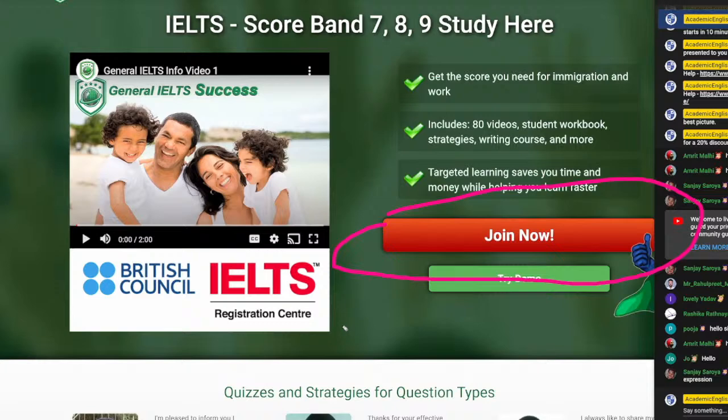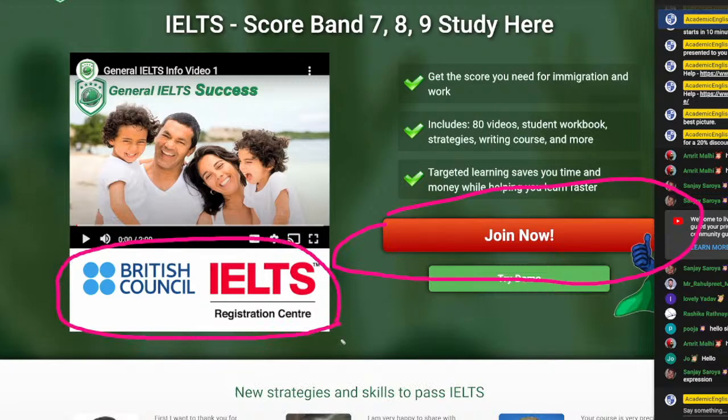Of course, task 1 is really different for general and academic. Academic is like a table, a line graph, bar chart. And we are a British Council IELTS Test Registration Center and certified agents, so you're in good hands with us. General IELTS Task 1 is like a letter or an email, so quite different.